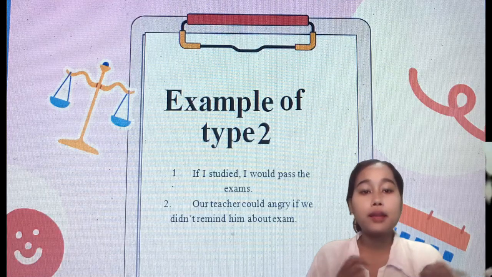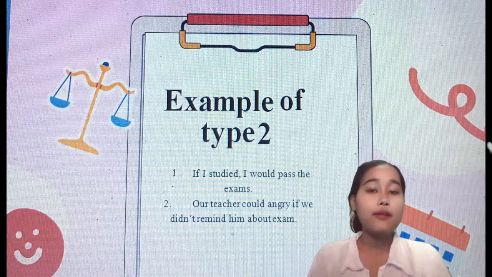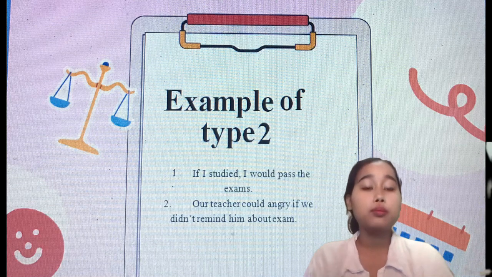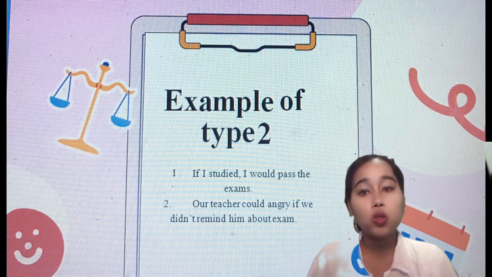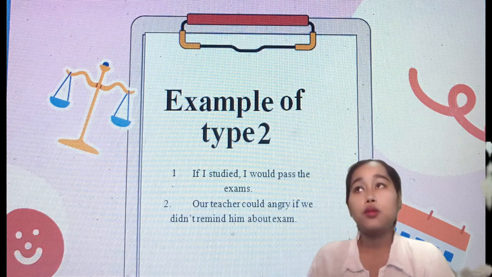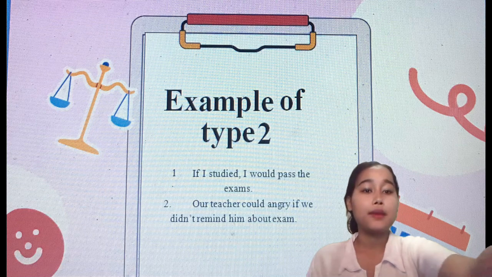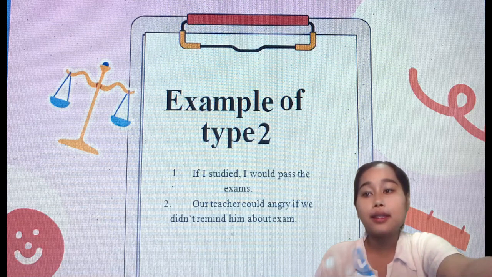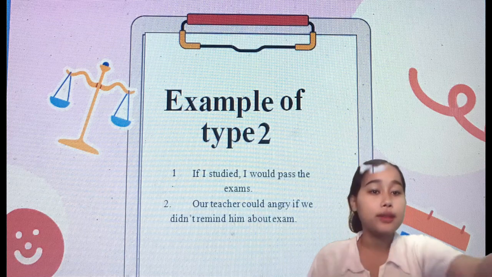Okay, the example of type 2 is if I studied, I would pass the exams. So example number 2, our teacher could be angry if we didn't remind him about exam. So next is the conditional sentence type 3.